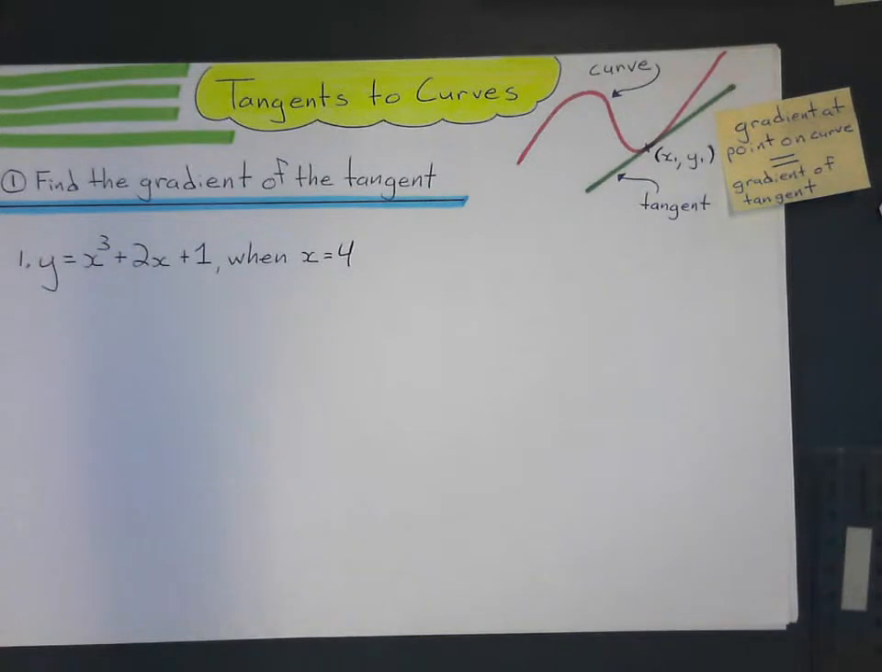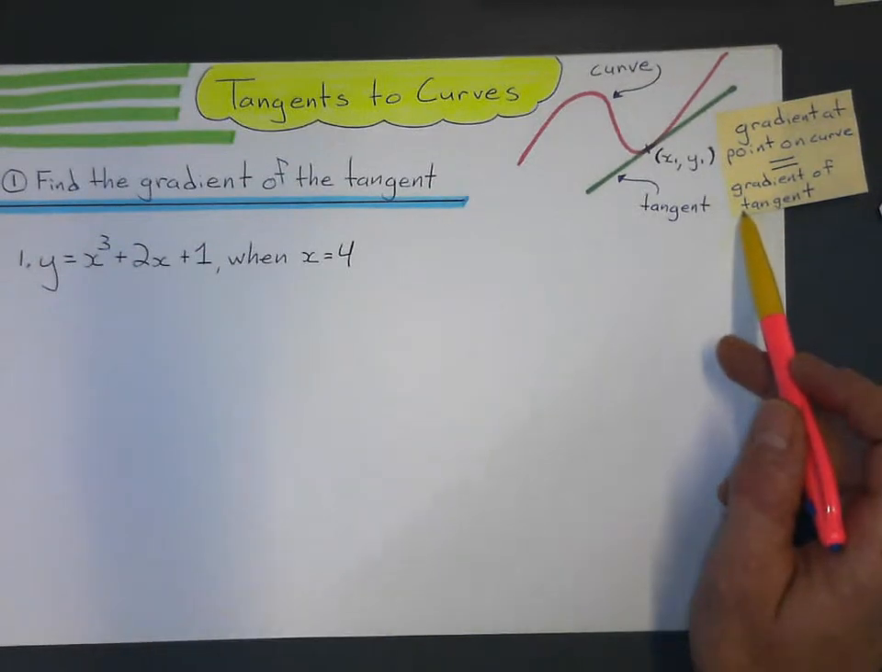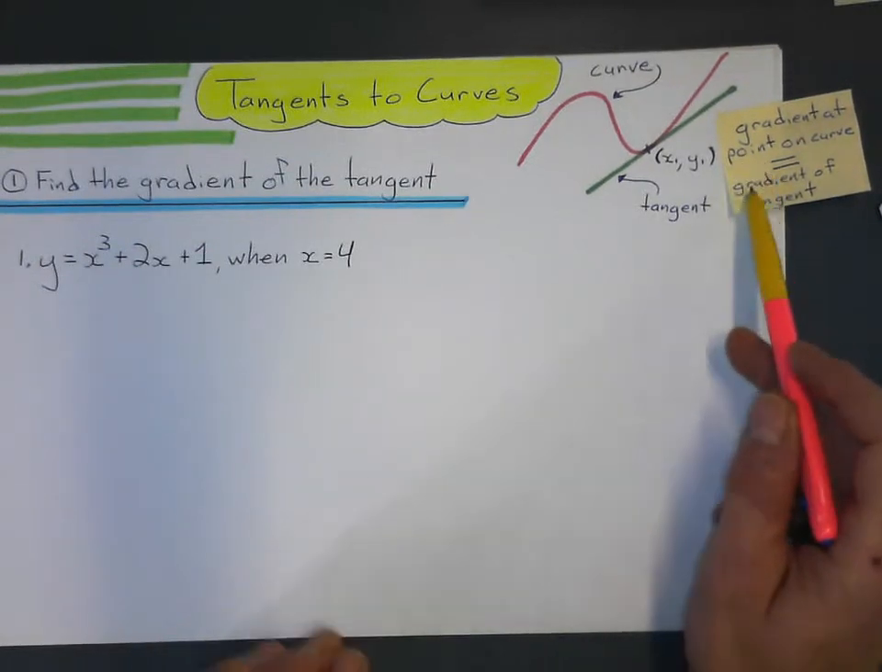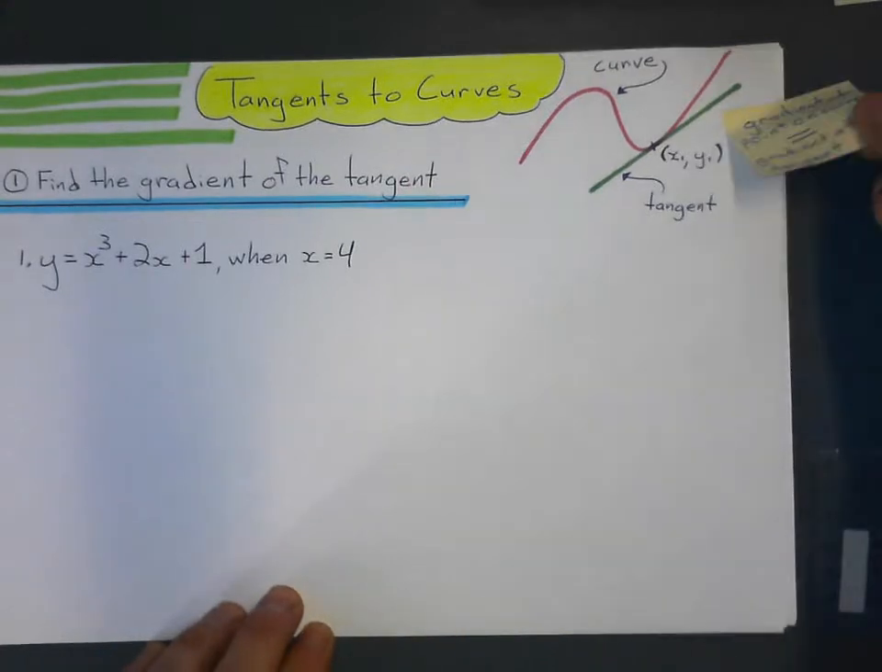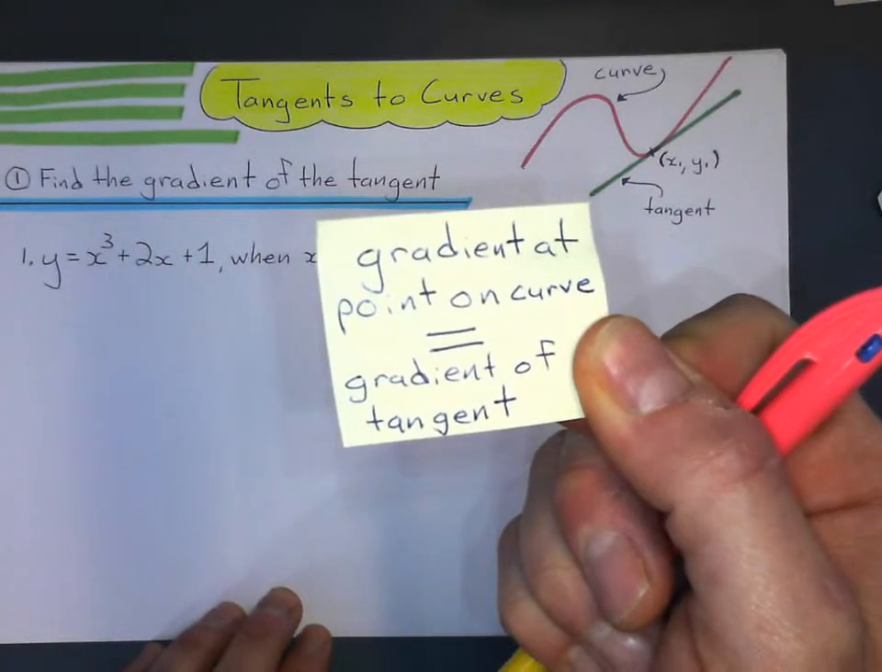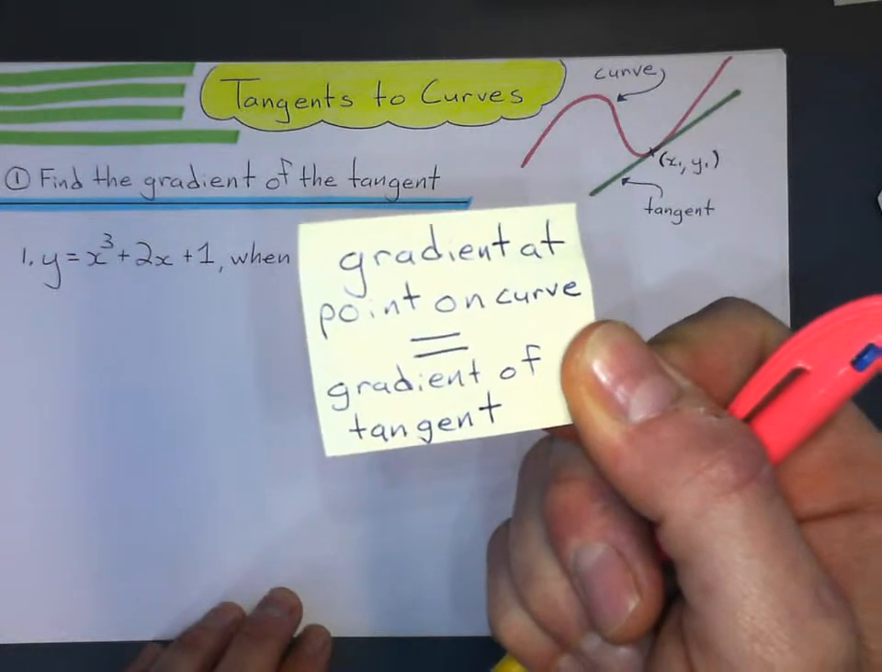So we're going to use this terminology. These are the same thing. That's kind of why I wrote this here: gradient at a point on a curve equals gradient of the tangent. Should say line.